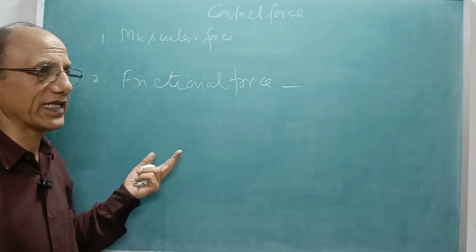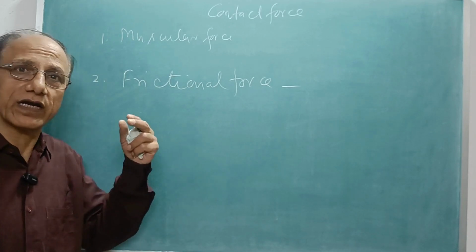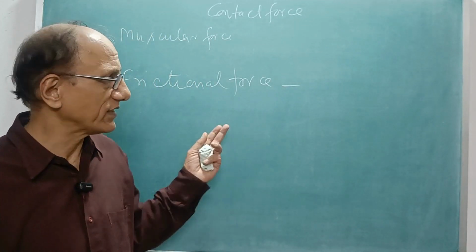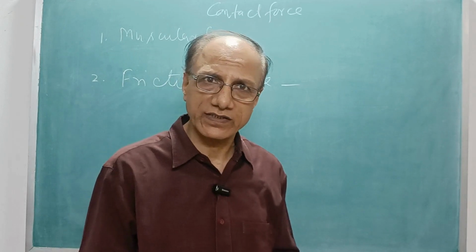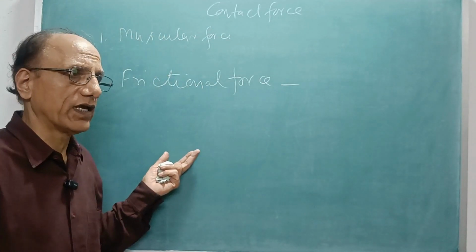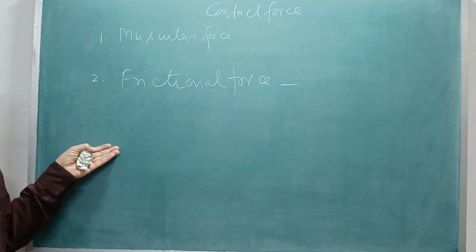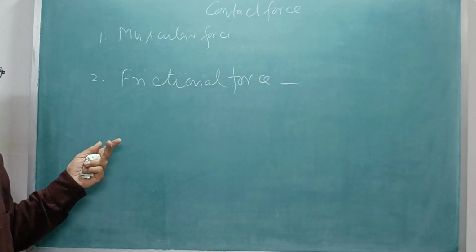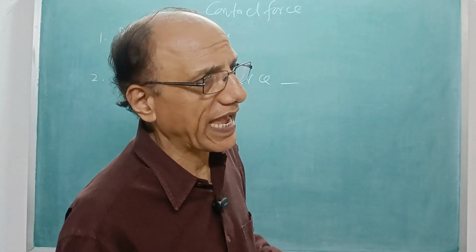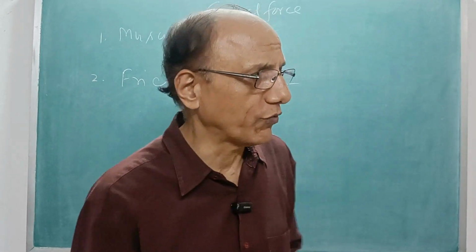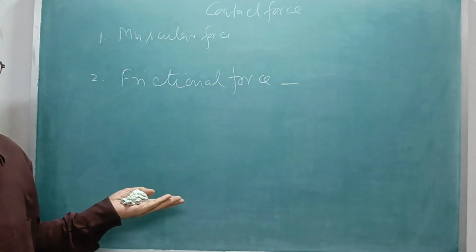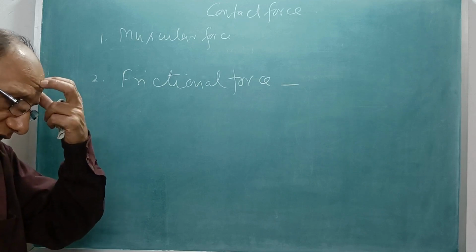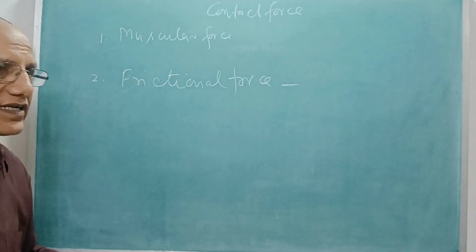So the frictional force is the opposing force, or a retarding force, which comes into play between two surfaces when one surface moves on the other surface. Example: the frictional force between the shoes and the ground while we walk. The frictional force is also the force between the tires and the ground of an automobile, maybe a cycle, car, bus, truck, or even the train, the wheels and the tracks.